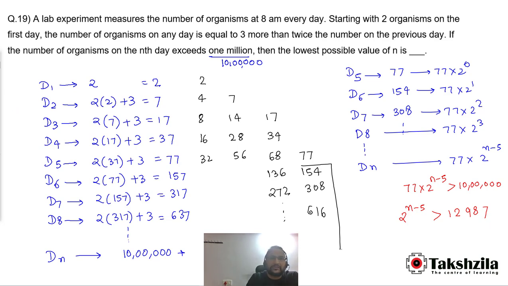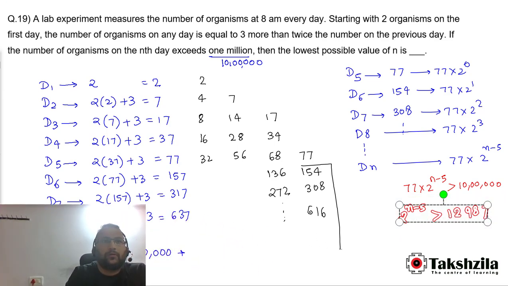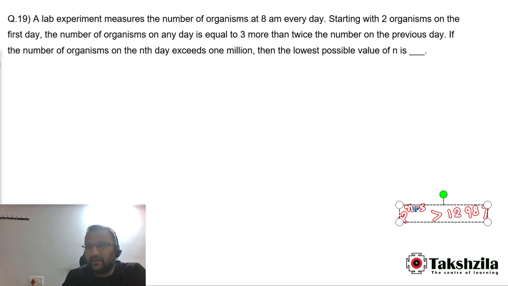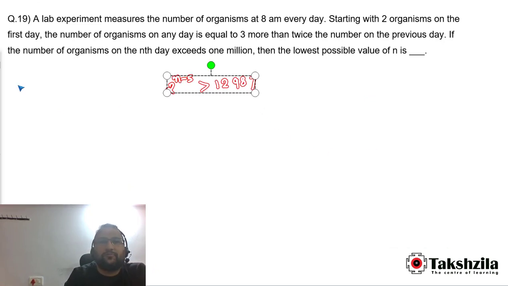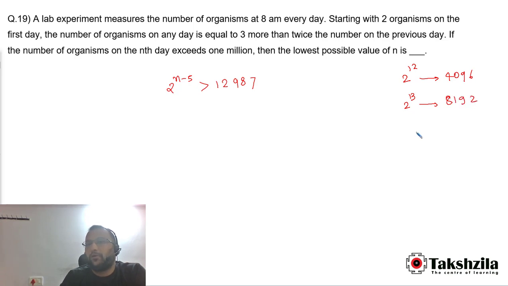So hold on. Now let's go to the next slide. Hold on. So we got one inequality: 2 to the power n minus 5 should be greater than 12,987. तो 2 की पावर्स लिस्ट कर दो आप. We know 2 to the power 12 होता है 4096. 2 to the power 13 होता है, इसको इंटू 2 कर देते हैं तो 8192. 2 to the power 14 जो होगा that is going to be 16,000 and something.